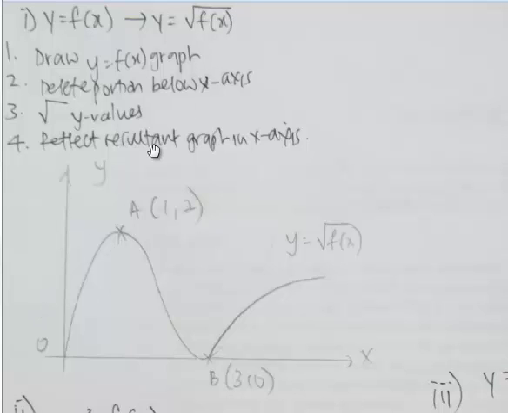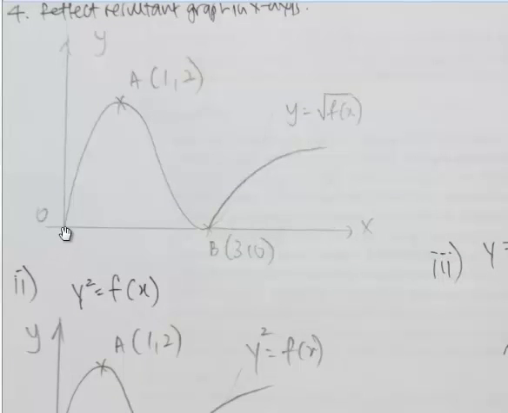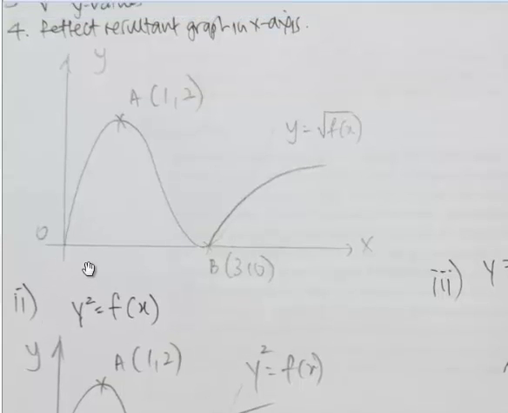So it's only the portion above the x-axis. So we just need to delete a portion here. However, we don't need to reflect since we only want the one above the x-axis, the positive portion. However, we need to include this point where it passes the x-axis, thus this has to be a curve here. And when we square root the y value 4, we get 2. We square root 0, we still get 0.